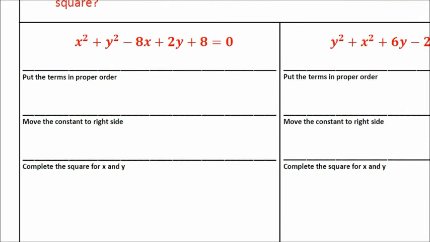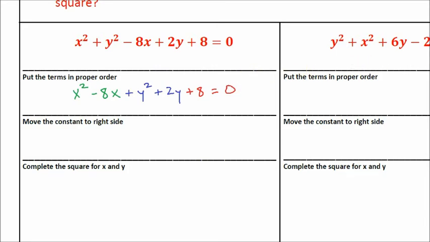Here's your first equation. x squared plus y squared minus 8x plus 2y plus 8 equals 0. Step number 1, let's put the terms in proper order. You always put the x terms first. So it's going to be x squared, our squared term, then our non-squared term, and then our y values, y squared plus 2y. The constant is always going to show up at the end.